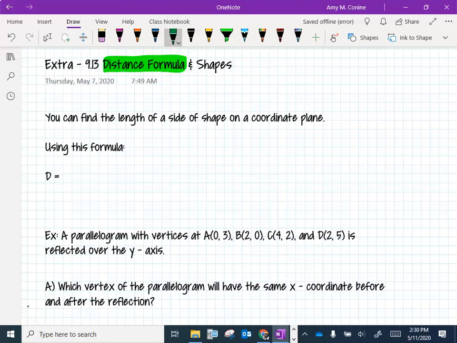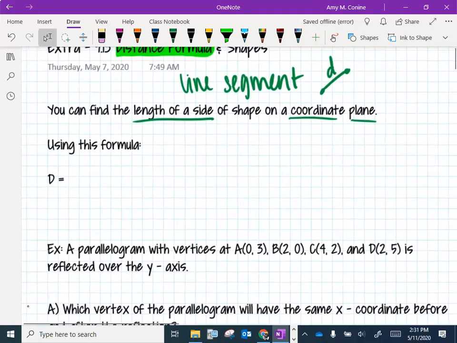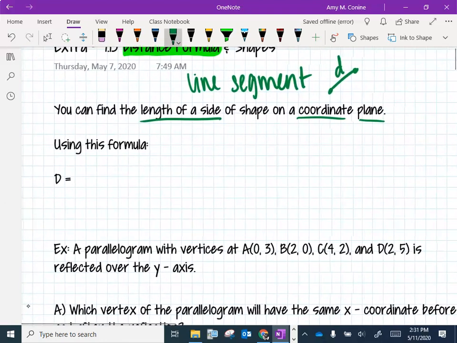When you are transforming shapes or working with shapes on a coordinate plane, you can find the length of a side, or if you just have a line, you can find the length of what they call a line segment, which is just a dot to another dot, and you can find that distance, that measure. In order to do that, you're going to use the distance formula, which looks something like this. You will need two coordinates to do it.